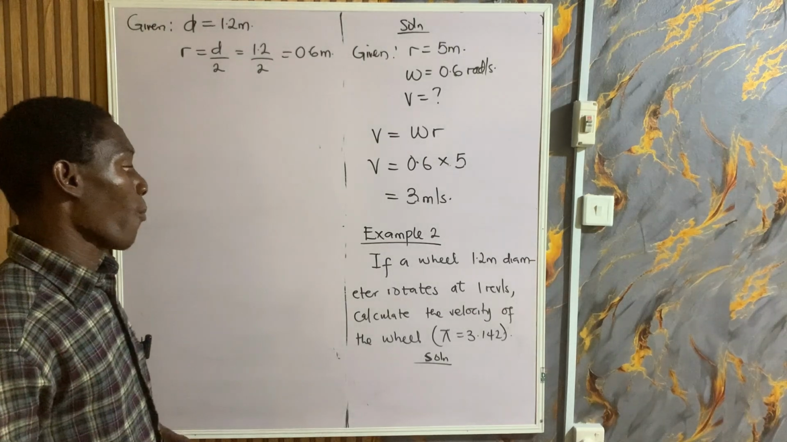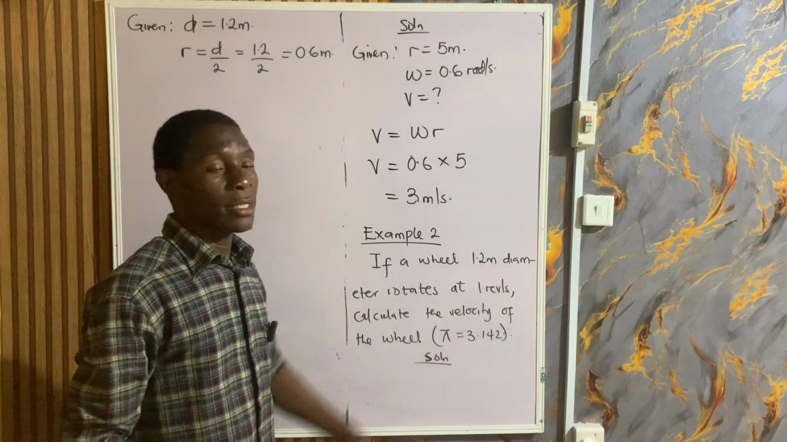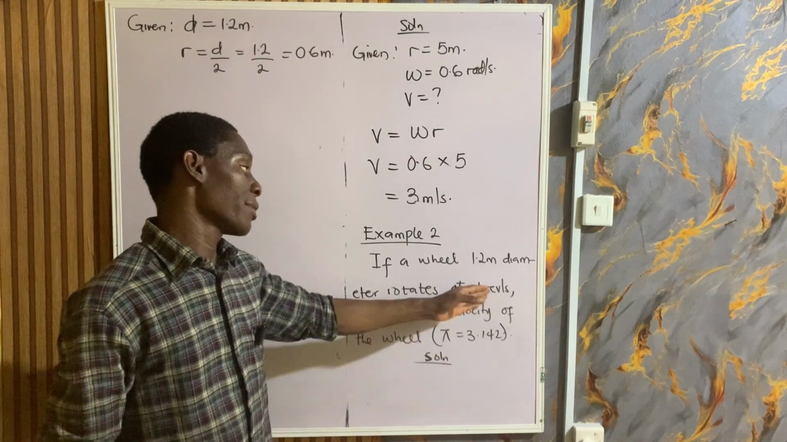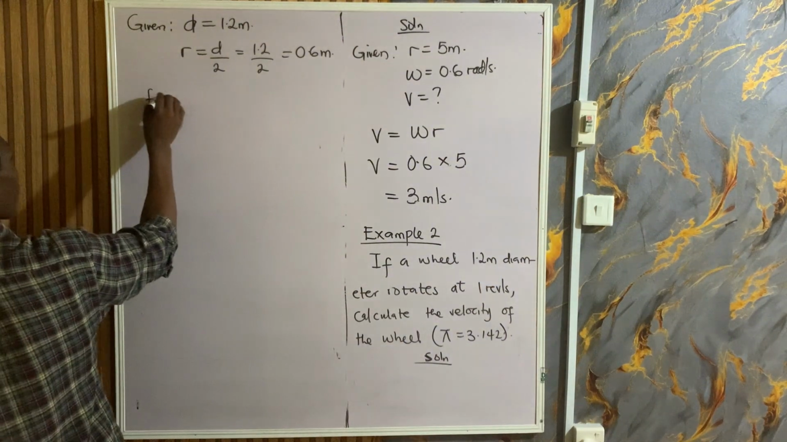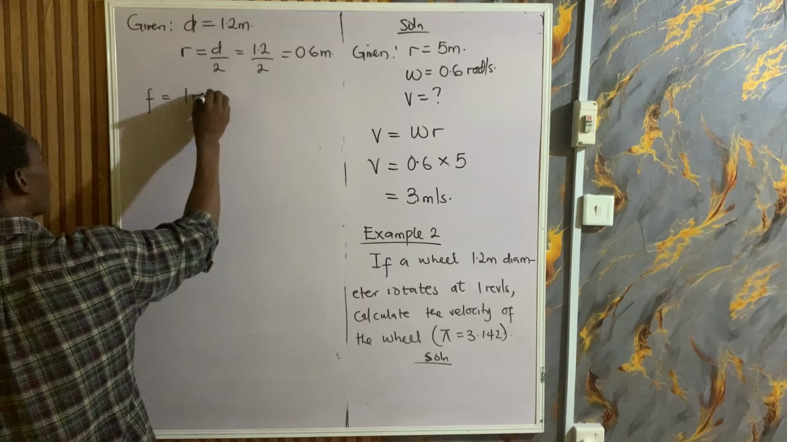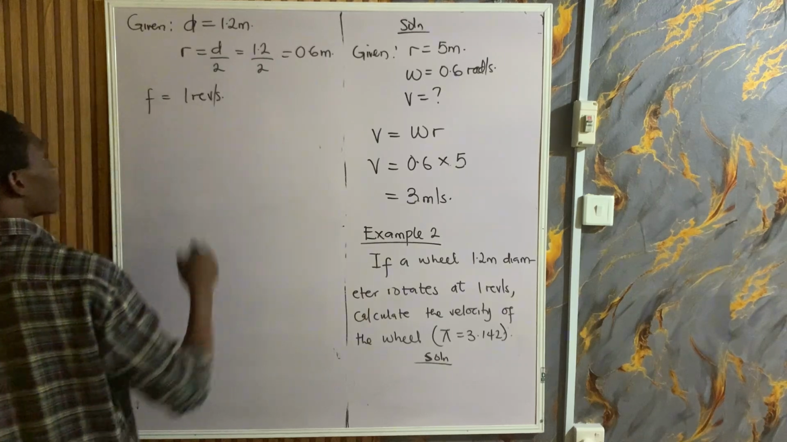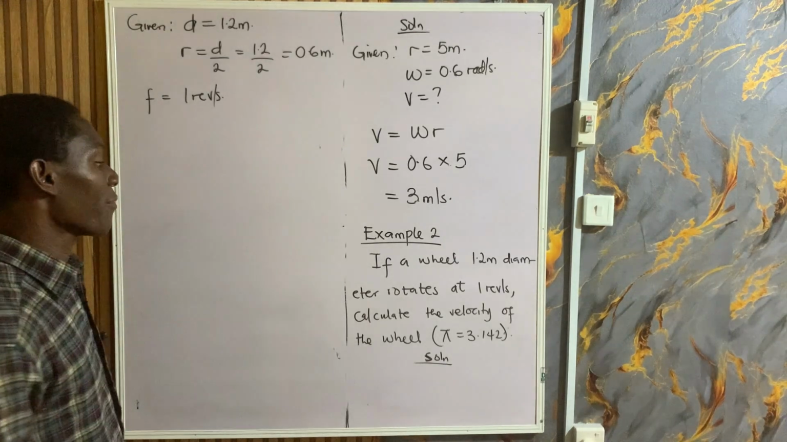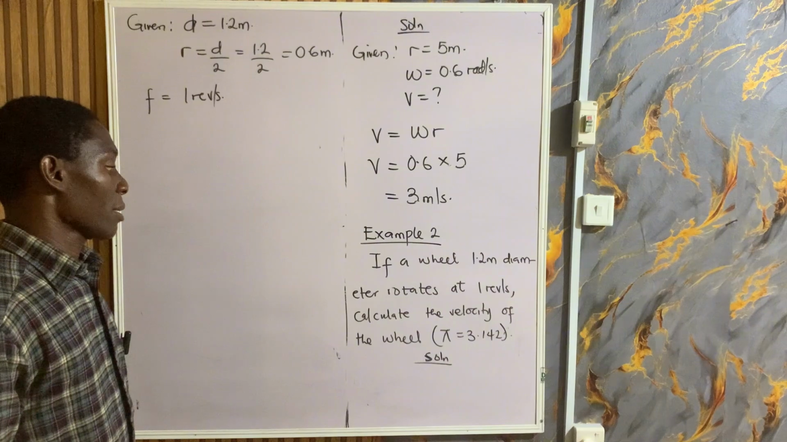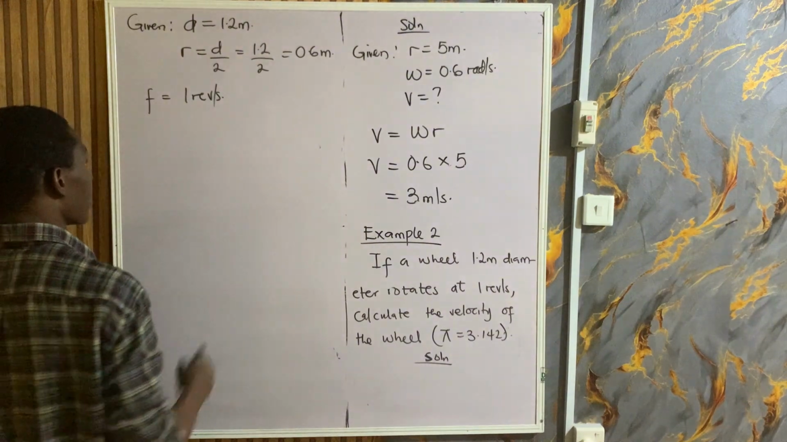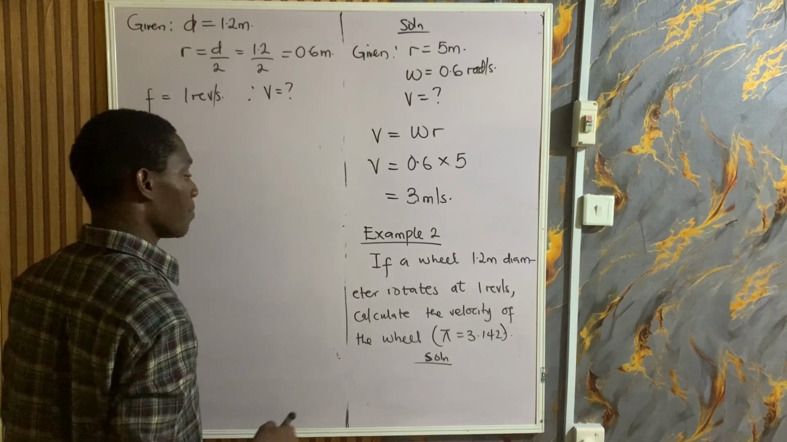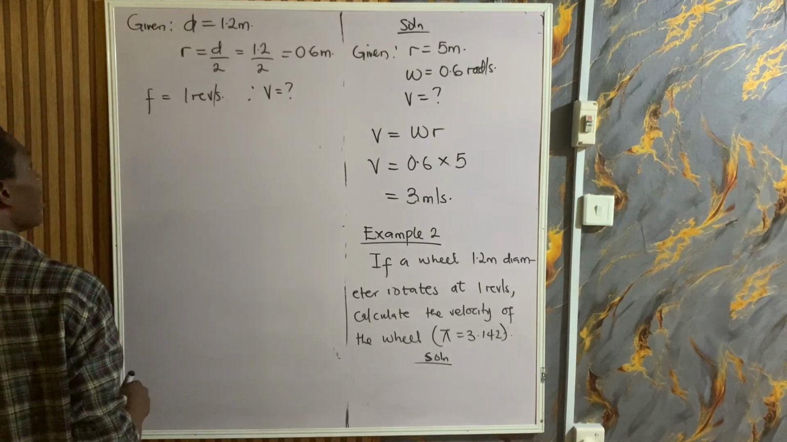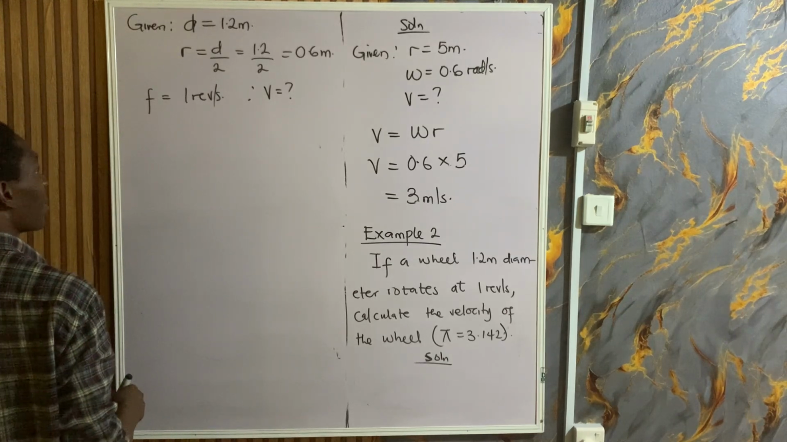Again, we are given the frequency, because you can see the unit now, revolution per second. That's the frequency. Frequency is 1 rev per second. So we are looking for velocity, which is the linear velocity v. Well, let's calculate firstly angular velocity.